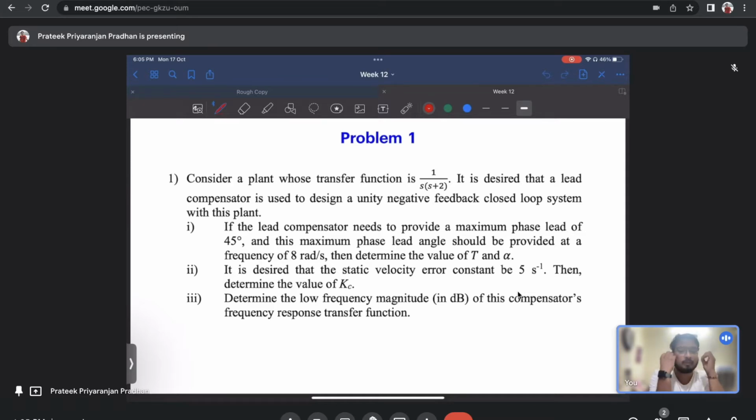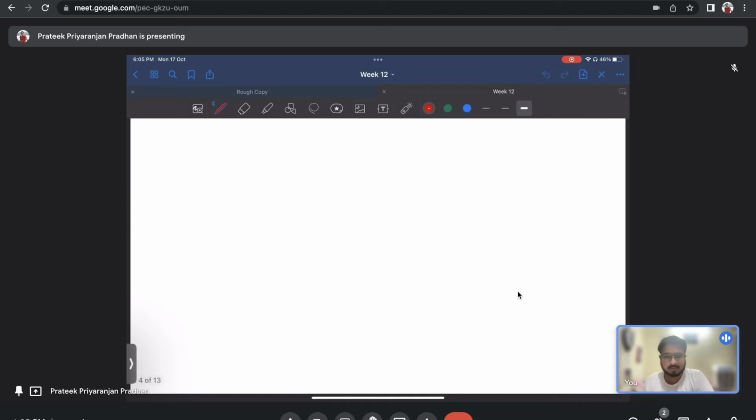I hope you have gone through all of them, because if I explain all of them, deriving all the equations, it will take much more time. So I am skipping that part. I will directly go into the questions. But before going into the questions, I want to remind you what is the general structure of a compensator in a control system block diagram.